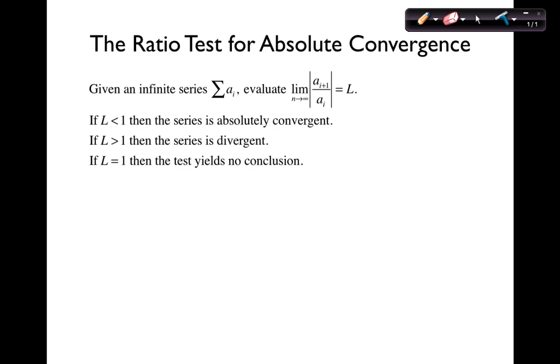So here's how it works. Given an infinite series, we're going to evaluate this sequence. This is the limit of the ratio of the (i+1)th term in the sequence to the ith term in the sequence. So we're going to make a new sequence out of this ratio, and we're going to test the limit of that. If that limit is less than 1, then the series is absolutely convergent. If the limit is greater than 1, then the series diverges. If the limit equals 1, then the test yields no conclusion.